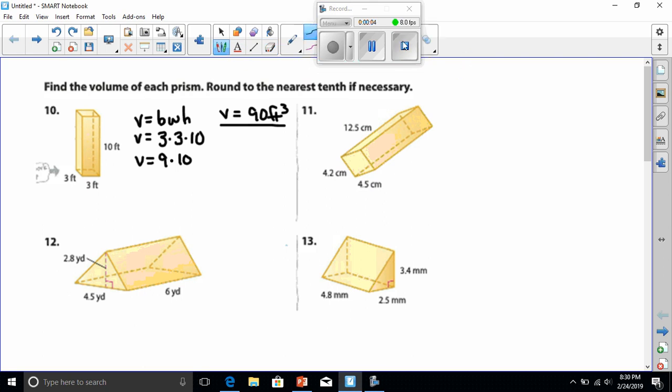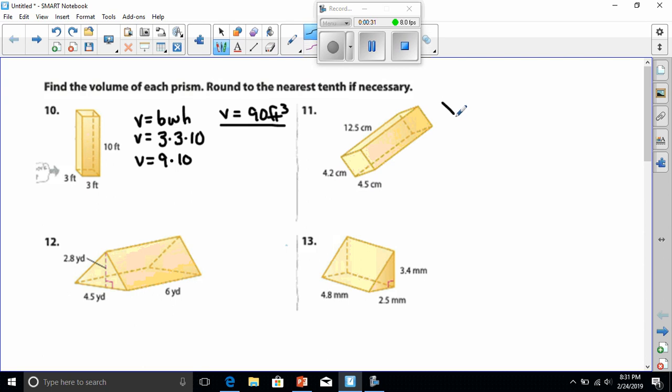Today we're going to be going over the volume of prisms. Number 10 was already done in the book for you. Lucky for you, I'm going to do number 11 and 13, all the odd ones. Let's see here. We've got a rectangular base prism. We know it's rectangular because it is 4.2 by 4.5, so it is not a perfect square.